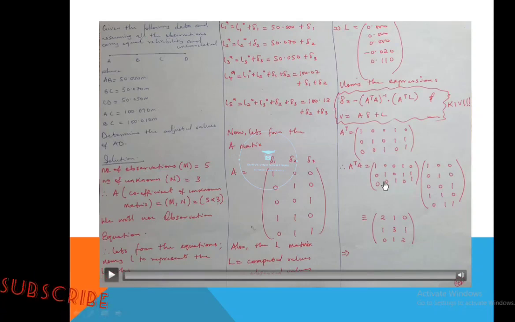Are we together? So by the time you multiply these two matrices, you are supposed to arrive at what? This 3 by 3 matrix, which is having 2 1 0, 1 3 1, and 0 1 2. Are we together? So please don't forget to go back to that video or those videos and then confirm this answer.